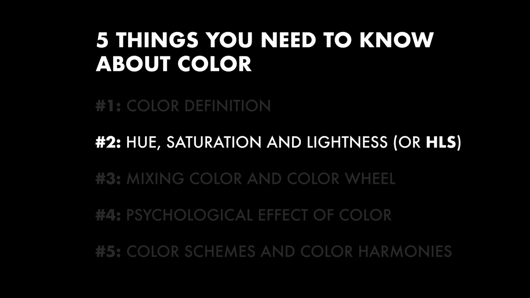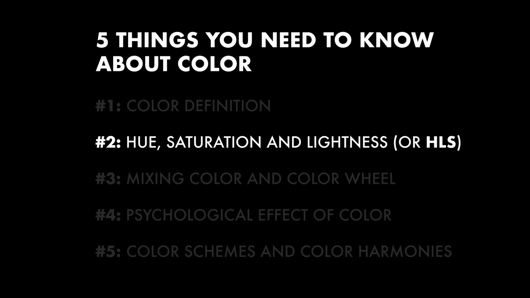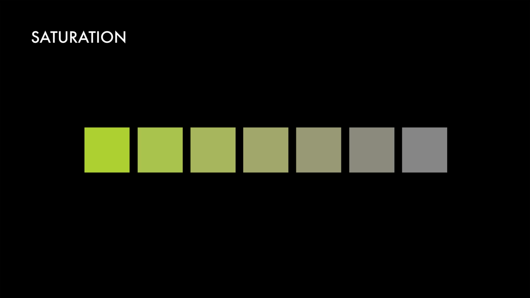The second thing you need to know about colors are those 3 terms: hue, saturation, and lightness, or HSL. Hue basically means the same as color, such as green, orange, or violet. The second term you need to understand is saturation. Saturation is the intensity of a color or a hue. The more saturated the color is, the purer it is. We can desaturate a color by adding different amounts of gray to it.